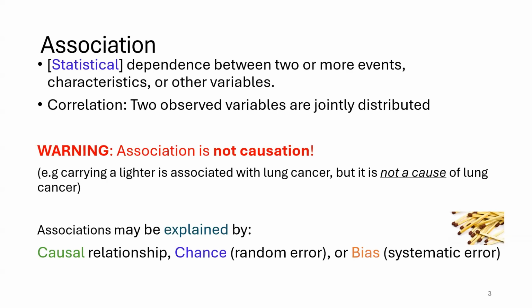The associations that we find might be explained by a causal relationship, which is what we're ultimately seeking to find, but it could also be due to chance, some type of random error, or it could be due to bias. That's one of the things we can really address in our study designs or analytic designs. Examples of bias could be some type of systematic error in how we collected information, or who agreed to be observed in the first place.